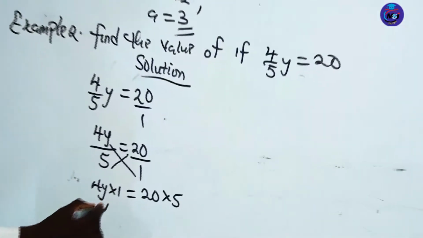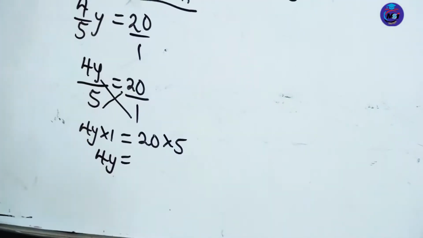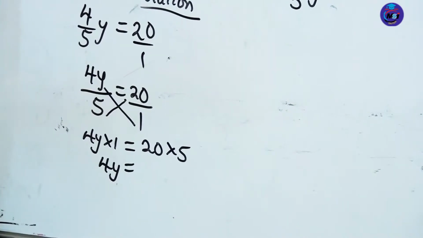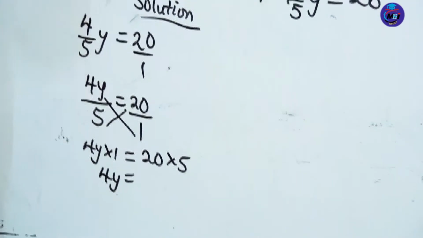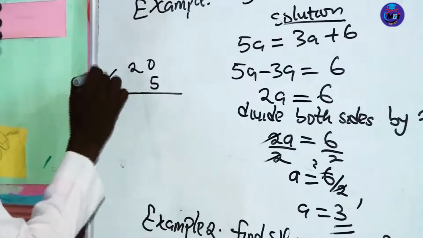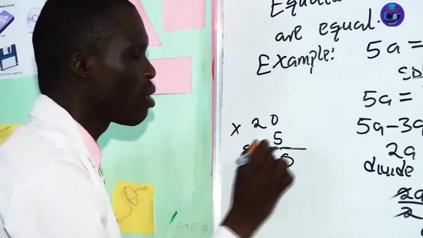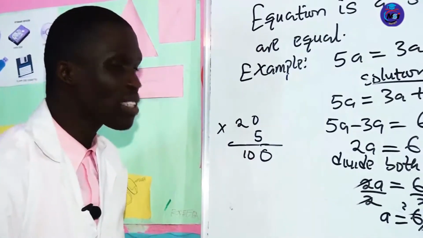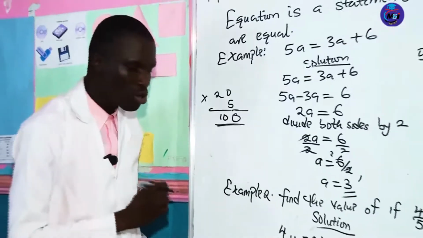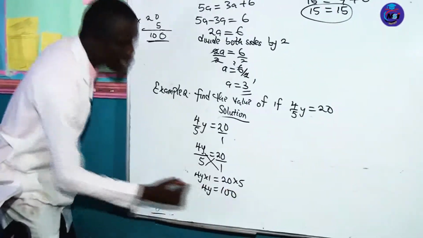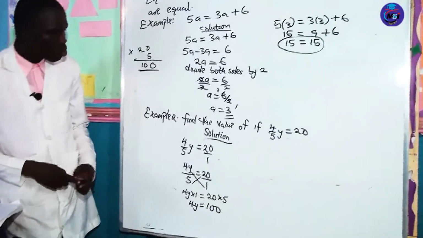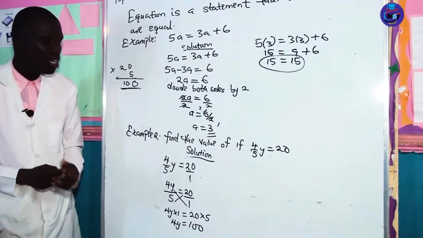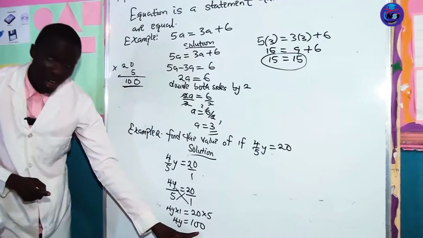You are going to get 4y equals 20 times 5. I think you can do that without using a calculator, right? Let's do it. 20 times 5. 5 times 0, we have 0. 5 times 2, we have what? 10. So 20 times 5 will give us what? 100. Remember what I told you here: 2a equals 6. Now 4y equals 100.